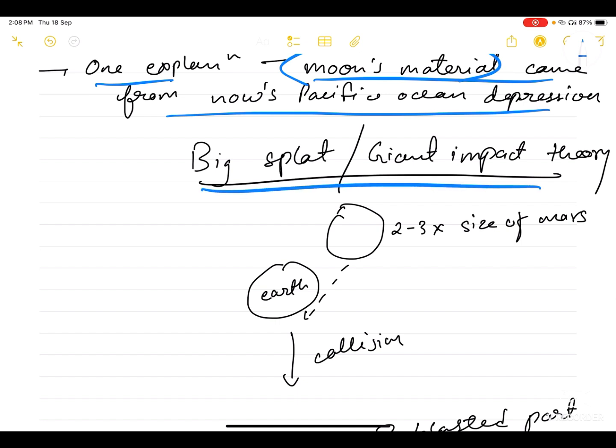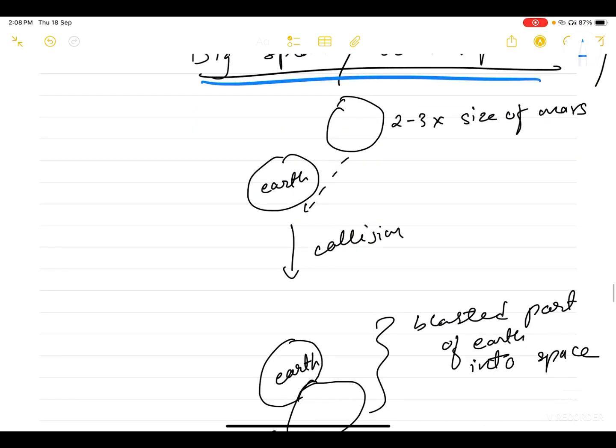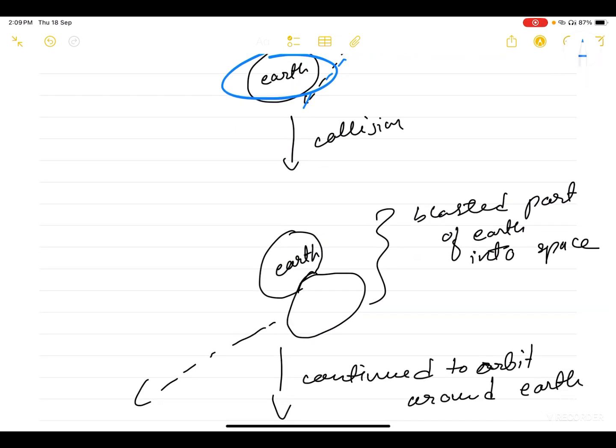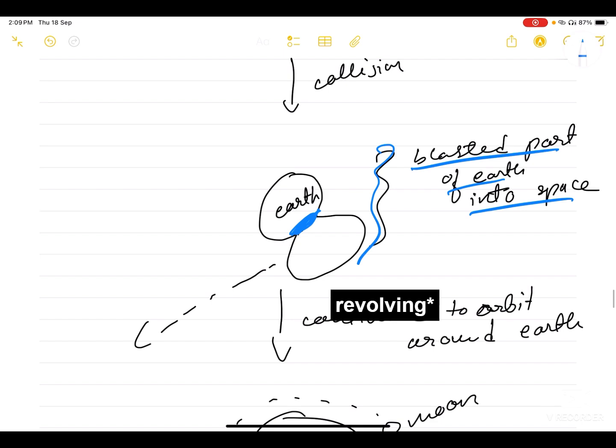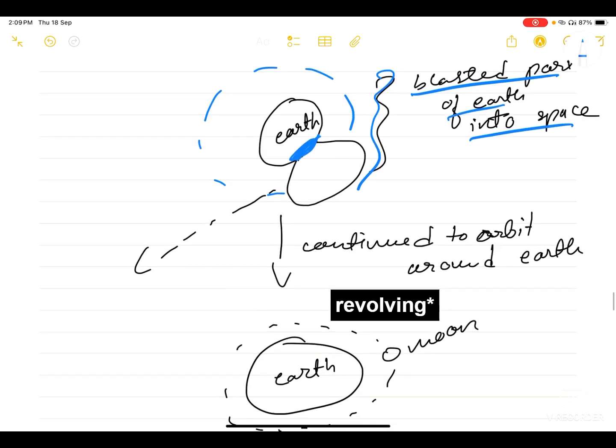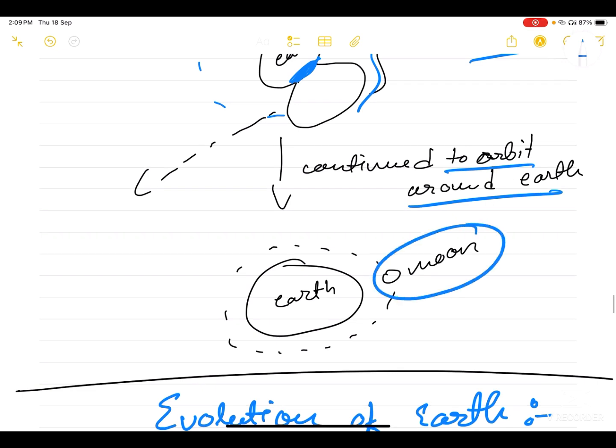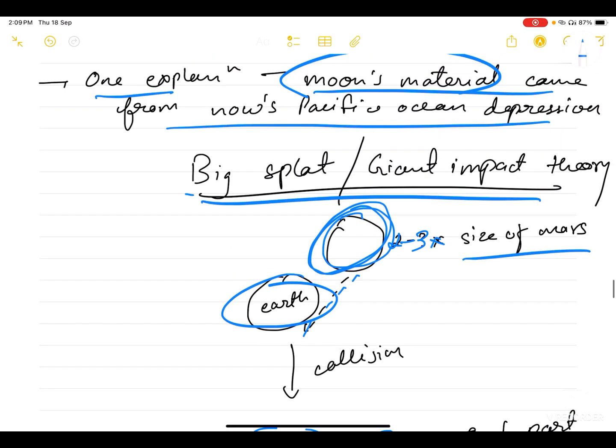But then there comes the big splat theory, or the giant impact theory, which suggests that Earth had once collided with a body as large as two to three times the size of Mars, and when it collided, a very substantial part of the Earth got blasted, and this blasted part of Earth was released into space, which eventually started orbiting the Earth. This is what is our moon. That is explained by the big splat theory.